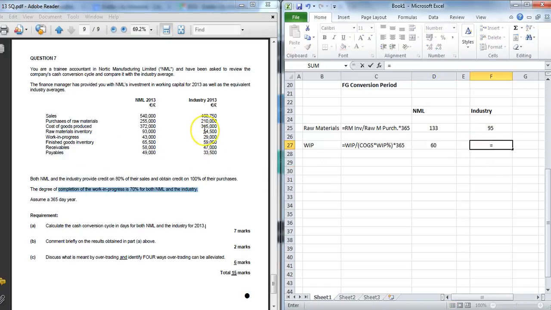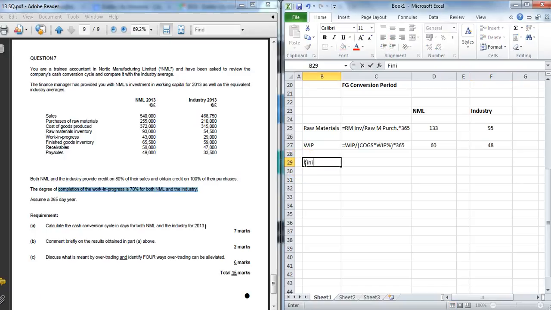The industry has 29,000 over 315 times 70% as well, because both of them have a 70% work in progress percentage, times 365. So 48. So again, the industry is more efficient at it: once they start converting the raw materials, they get things done a lot quicker. And from that perspective, they're better at managing their working capital, because the fewer days, the more efficient you are in terms of inventory management.